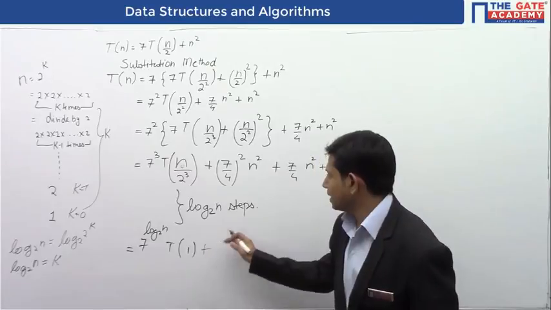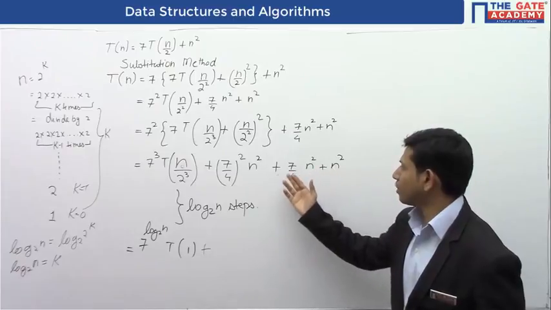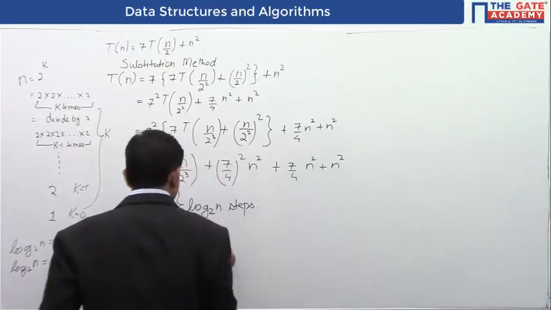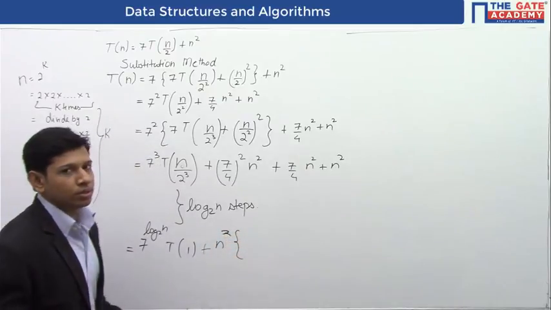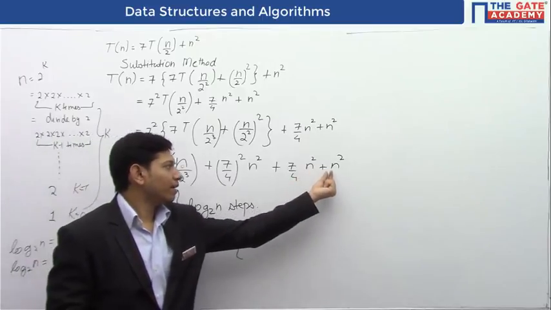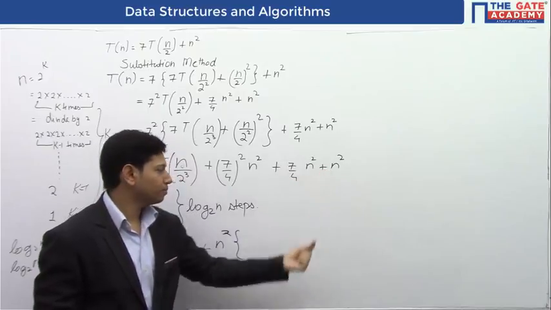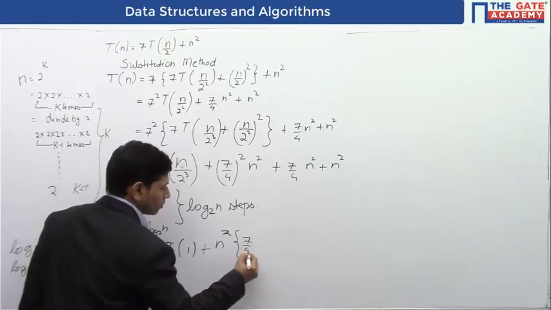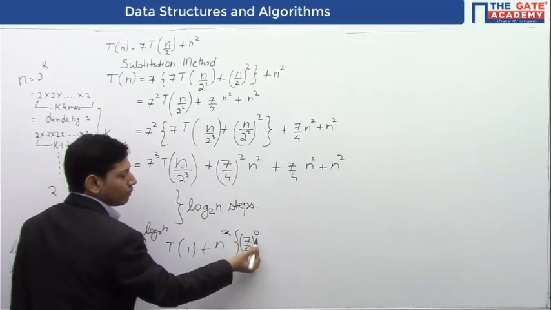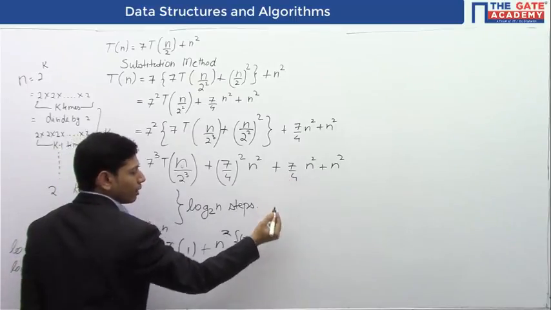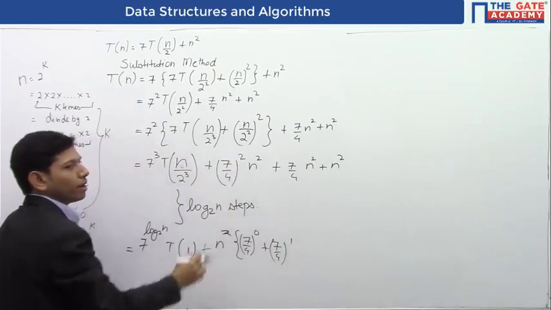Next we have a series over here. So how can we simplify this series? We will note in this series we can take n square common. So if we take n square common, what is remaining inside? Here we have no coefficient, so we can take it as 7 by 4 to the power 0. Here we have 1, so we have written it as 7 by 4 to the power 0. Then we have 7 by 4, so we can write it as 7 by 4 to the power 1. Then we have 7 by 4 to the power 2.